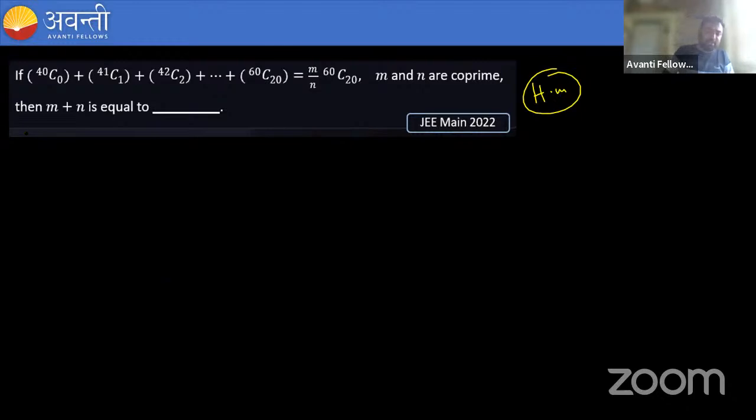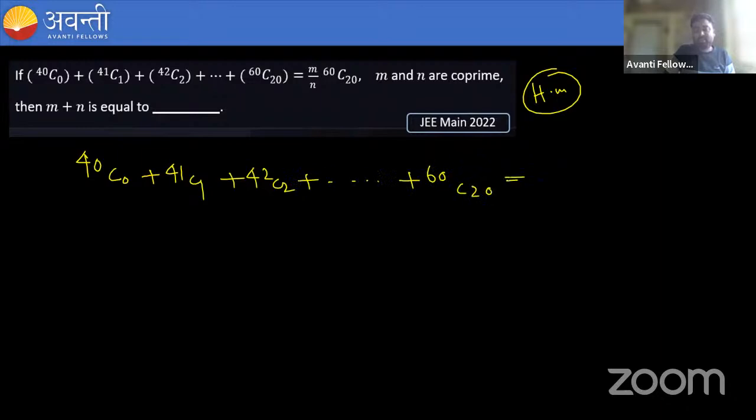So what is the approach to solve these questions? Can anyone say what the approach is? Just use all the formulae I told you previously. It is given that 40C0 plus 41C1 plus 42C2 up to 60C20 is equal to m by n into 60C20. Take m and n as co-prime, then you need to find the value of m plus n. Has anyone got the answer for this question?